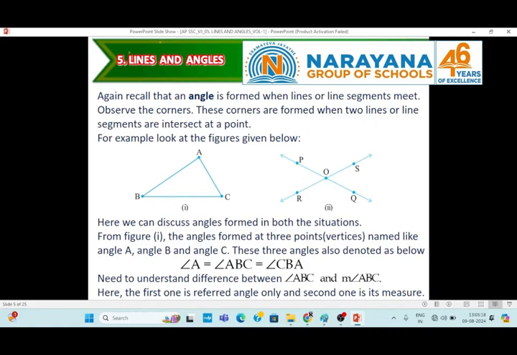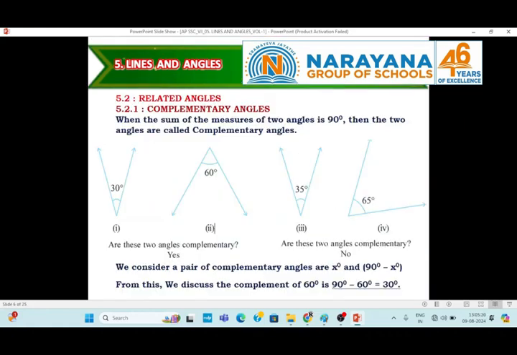Moving on to the next slide. The next subtopic is related angles. In that, the first subtopic is complementary angles.